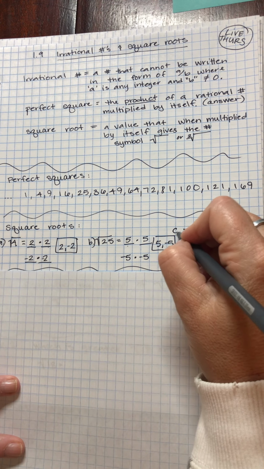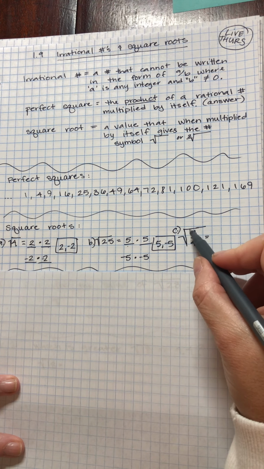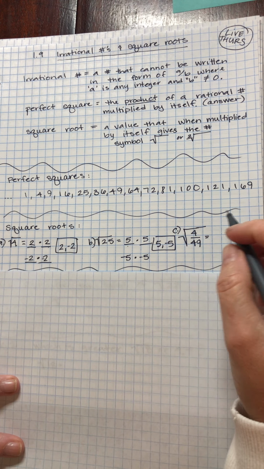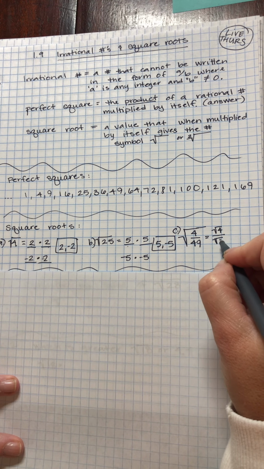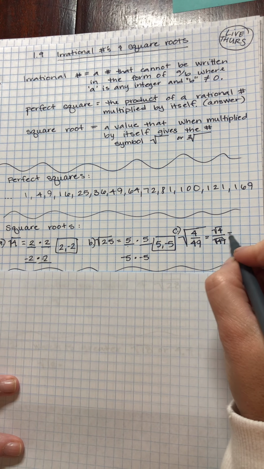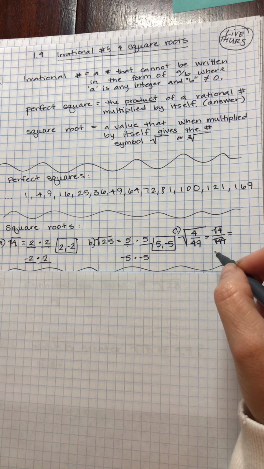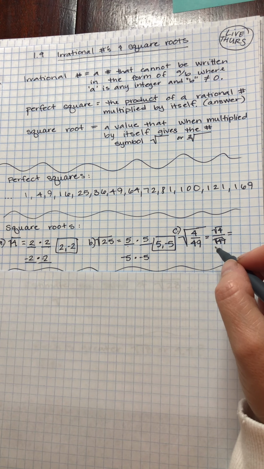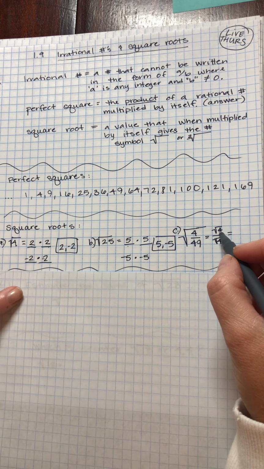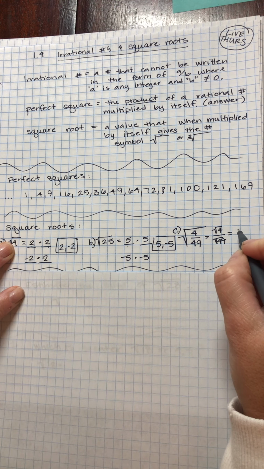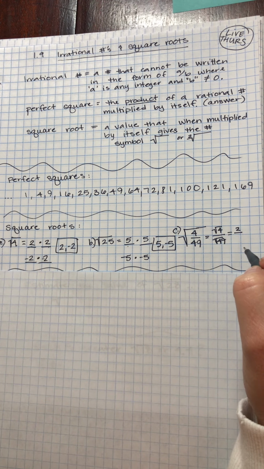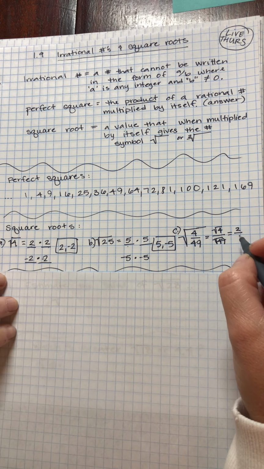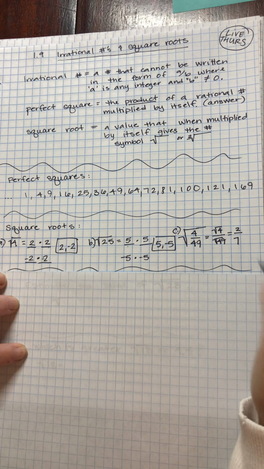All right, C. Let's say this is C. The square root of 4 over 49. We take the numerator and the denominator separately, so just focus on the top and the bottom. Okay? So if we're trying to get our numerator, which we've already solved for 4, that was 2 or -2. And 49, what times itself equals 49? 7. 7 times 7 is 49.